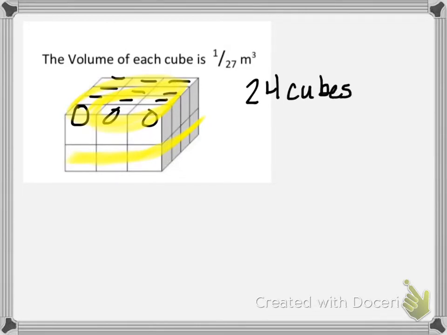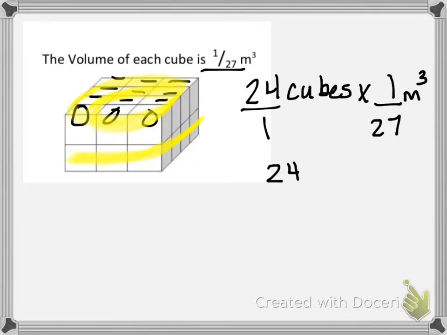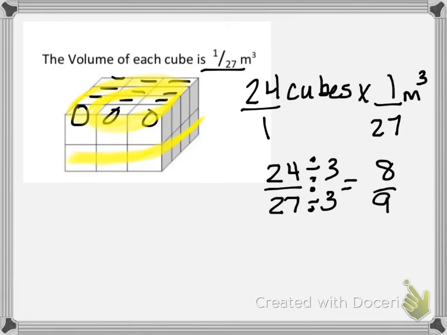Since each one of them has a volume of 1/27th meters cubed, we can multiply those 24 cubes by 1/27th meters cubed, and that would give us the total amount of volume for the shape. If we multiply straight across, it would give us 24/27ths, and I'm going to reduce that to lower terms by dividing both numbers by 3. That gives us 8/9. So this shape has a volume of 8/9 meters cubed.